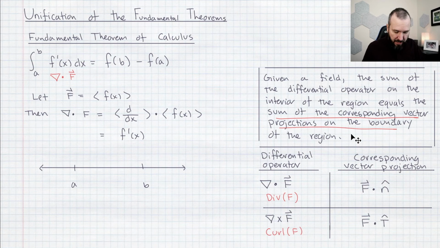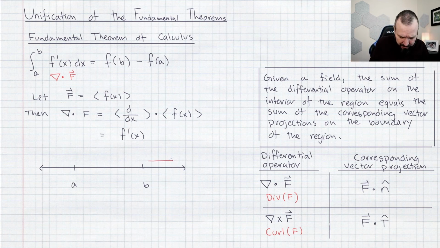Okay, so since I have the divergence right here on the left-hand side, adding up everything on the inside, what I need to do is find the corresponding vector projections on the boundary. So I need to somehow produce normal vectors to this region. Well, this is a one-dimensional region, so the only way that I can produce a normal vector is by producing an outward vector right there, and it has to be a one-dimensional vector and it has to be a unit vector, so that's just the vector 1. And on the left-hand side, I have to produce an outward normal vector here. Since outward on the left-hand side is in the negative direction, this outward normal vector is going to be -1.